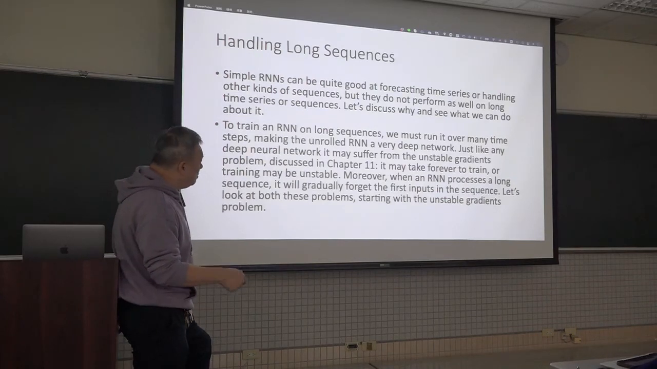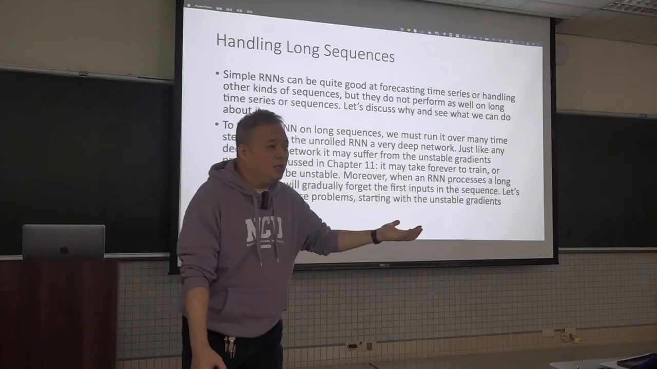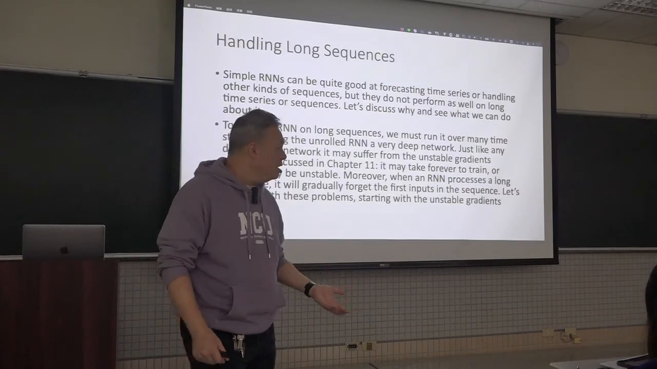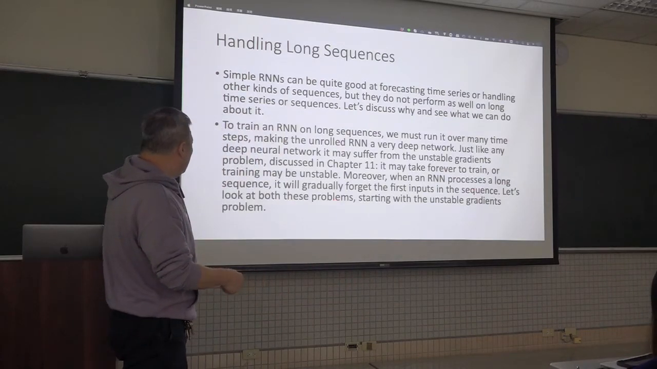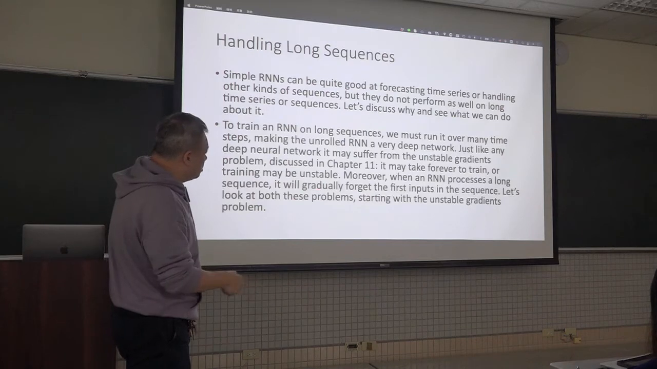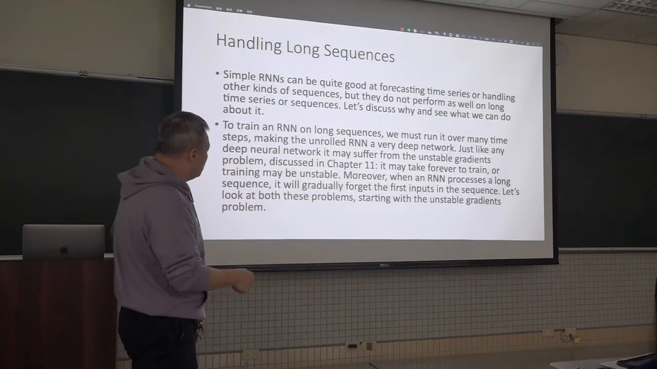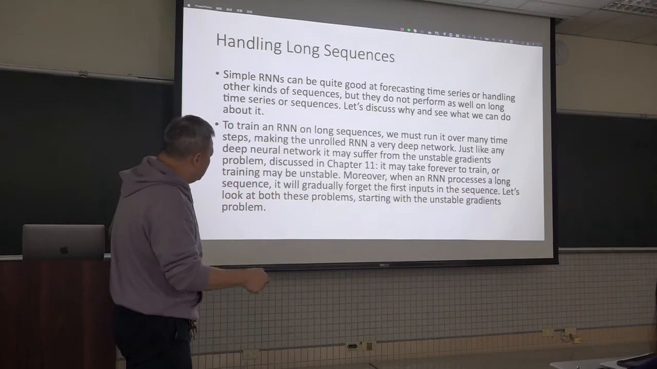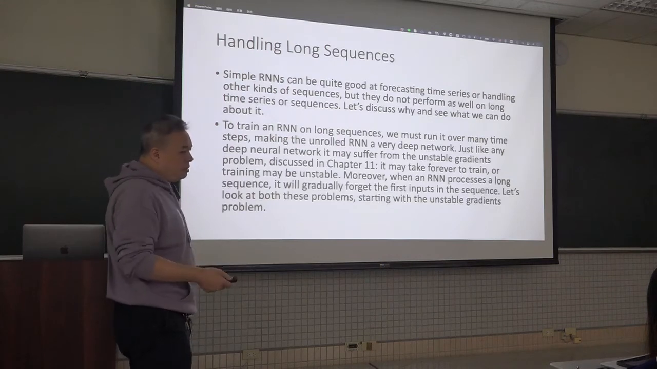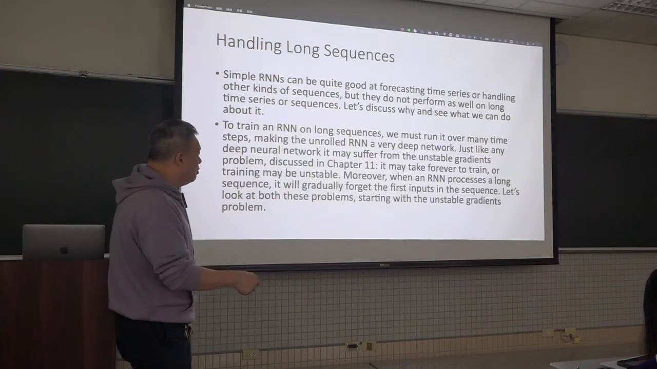Because maybe some of the earlier information may be important for certain tasks. So what do we do? We also have a solution to deal with this problem, which is called memory loss. This problem is called memory loss. So first is the unstable gradient problem, how to deal with that. The second is the memory loss problem, how to deal with that. Let's look at both of these problems, starting with the unstable gradient problem.